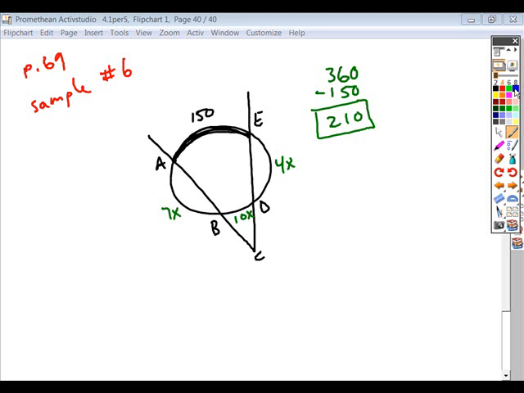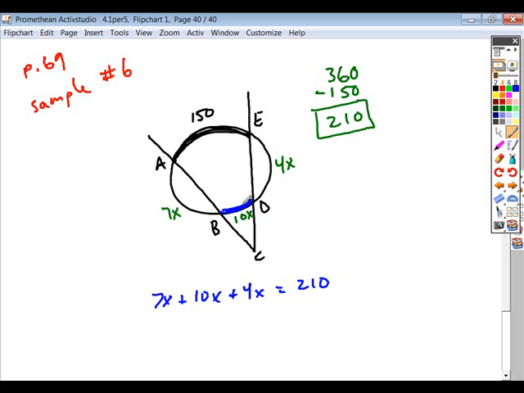Okay, so you have a couple choices in how you approach this. One thing you could do is say that 7x plus 10x plus 4x has to equal 210, and then you can solve it. Now, that's fine. I'm going to show you a different method. Do you need to know what AB and ED are, what those measures are? No, you don't need to know them at all.